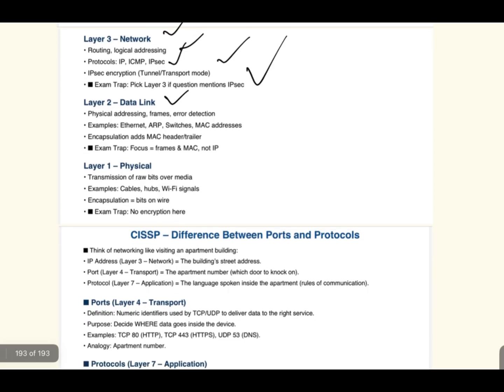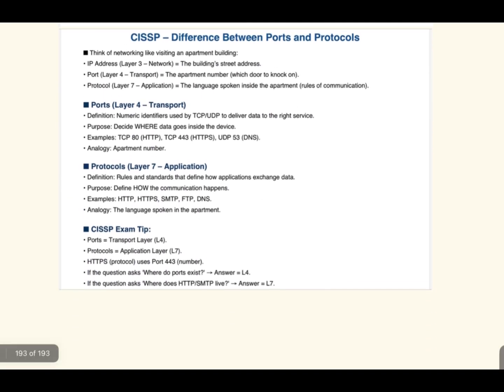So layer 2, data link layer: physical addressing, frames, error detection, Ethernet, ARP, switches, MAC addresses. Encapsulation adds a MAC header and a trailer, so frames, MAC, not IP. So that is layer 2. Physical is the transmission of raw bits over media: cables, hubs, Wi-Fi signals, bits on wire, no encryption here.